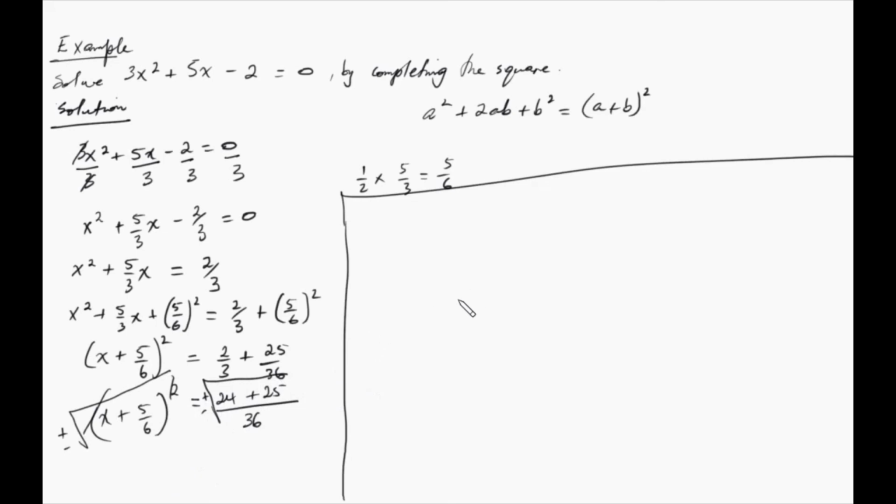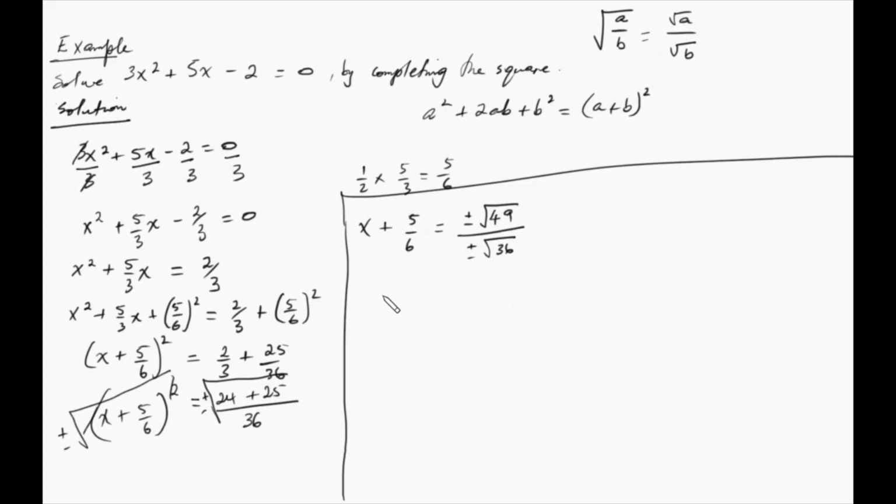Okay. Now, we are going to have x plus 5 over 6 is equal to plus or minus the square root of 49 over the square root of 36. All right. So I did show you that if you have the number a over b all square rooted, it is the same as square root of a over square root of b separately. Okay?